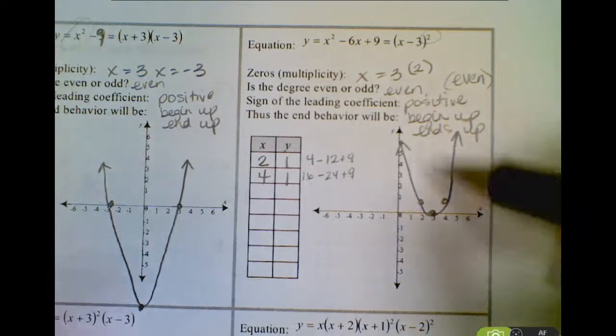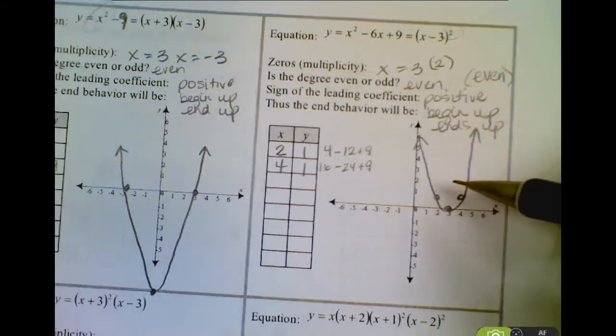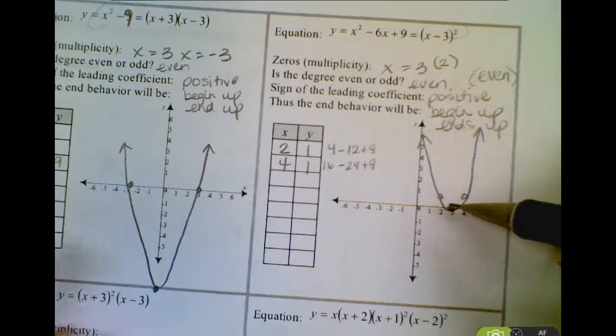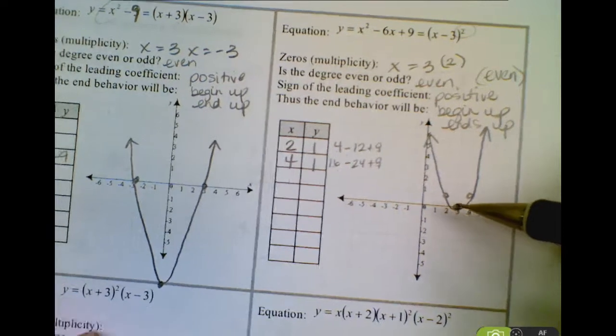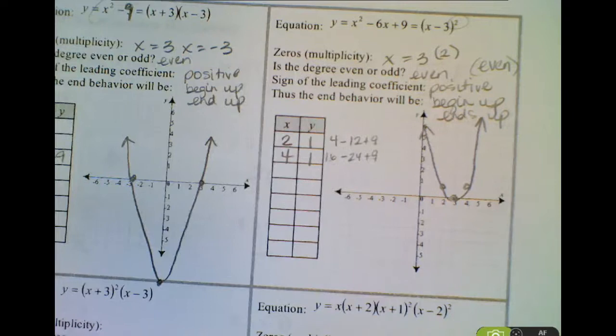Okay? Even though that's a simple quadratic equation that you've seen before, you will be using more difficult polynomials like you have down here on the left. Okay?